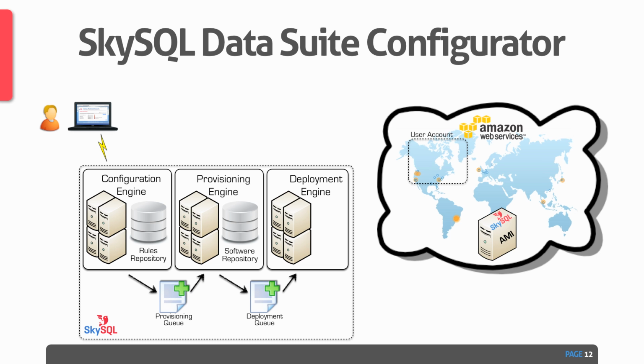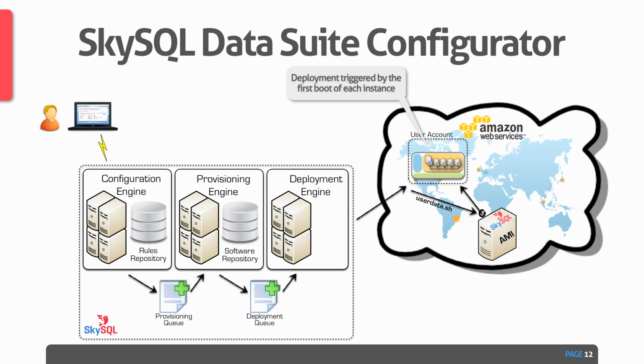Now, specifically for the Cloud Data Suite, the deployment engine sends a request to the user account, and the user account will automatically request an AMI from SkySQL, which is publicly available in AWS. So with this image, the user will automatically have available the database servers based on MariaDB and the SkySQL software that will be automatically deployed into his account.